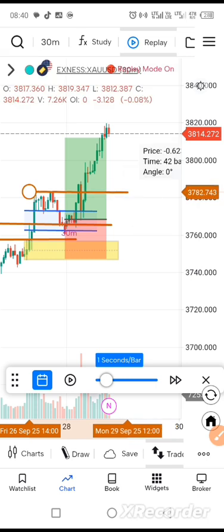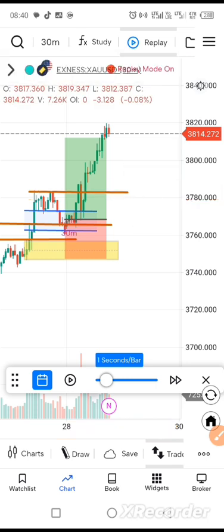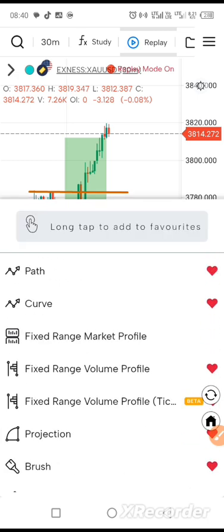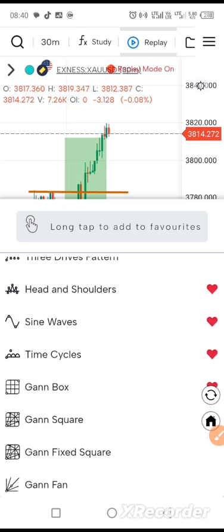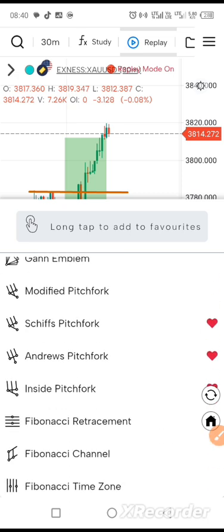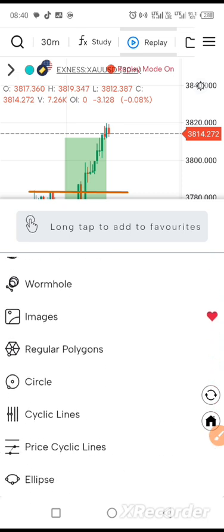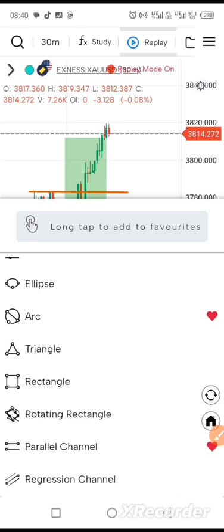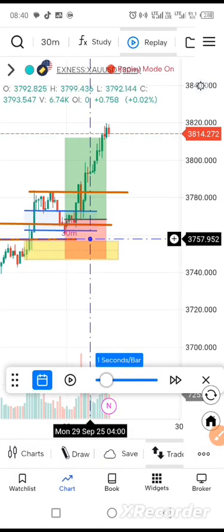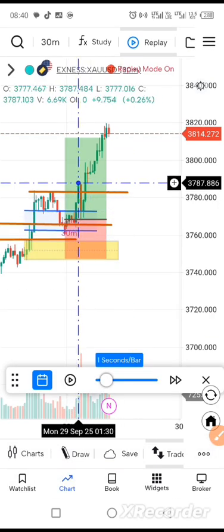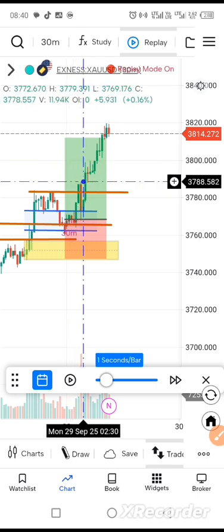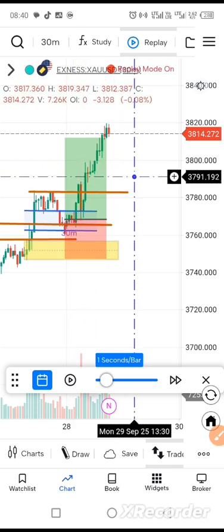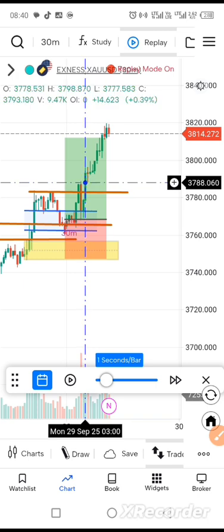Just below the break of structure, there is something interesting, and that is our fair value gap, just a little above the break of structure. There's a fair value gap which we can see. You can all see this gap. Let's even take it from here to here.